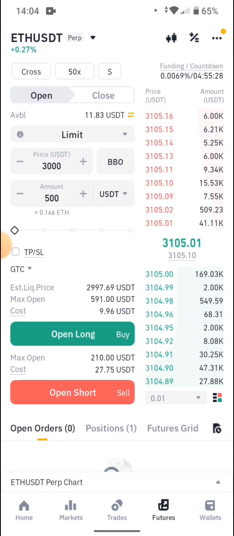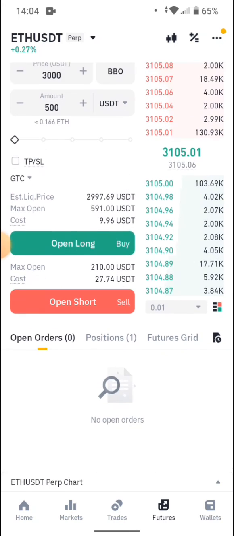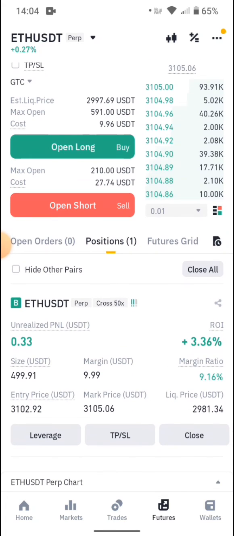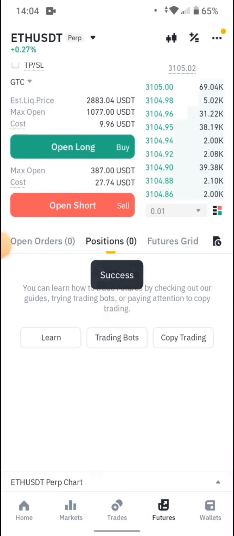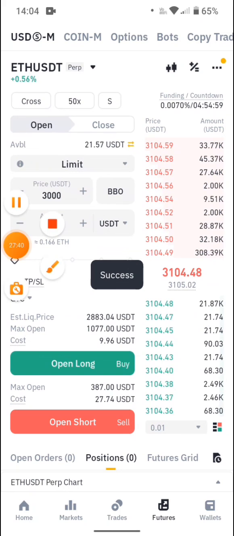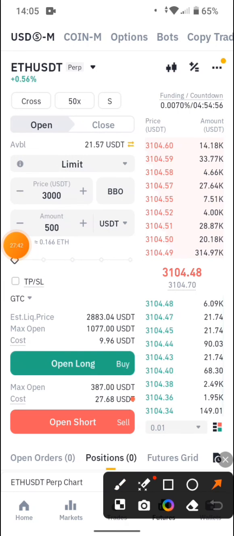So you just put 3,000 here as the limit price, and you put the amount you want to buy, including your leverage, and you press buy or sell. So whenever the price of that asset reaches that particular level, it's going to be under open orders, because it has not been triggered. When it's triggered, you are going to see it under positions. So we are currently making 0.33 cents out of our $9, so what I'll do is I'll just close this trade. So we see our money is back in our account.